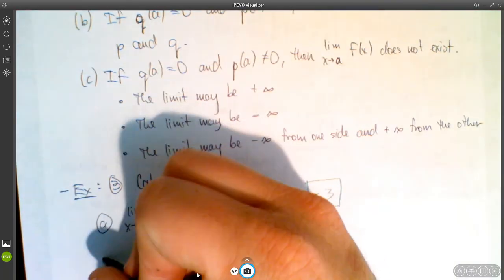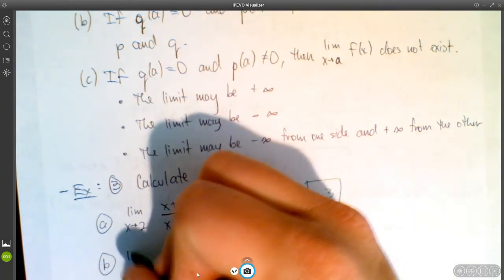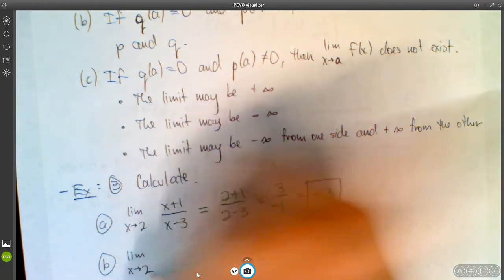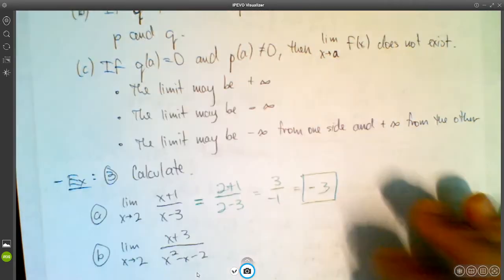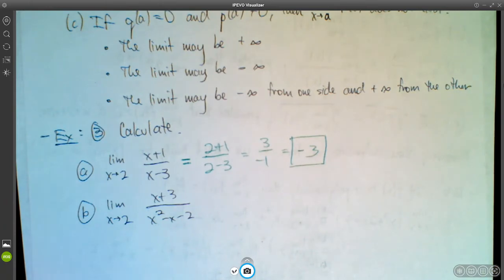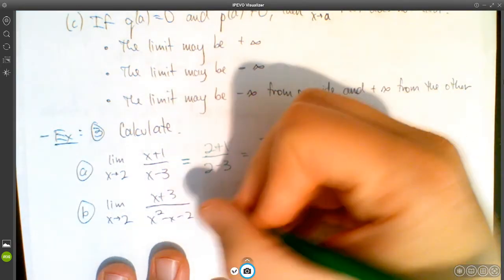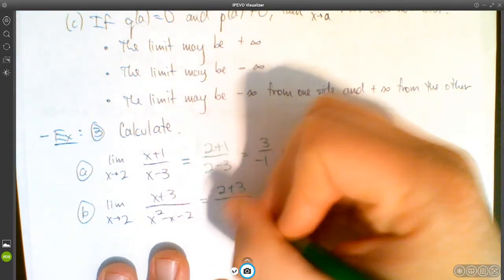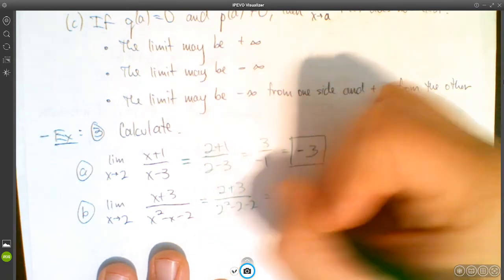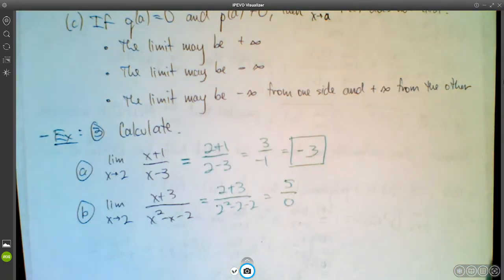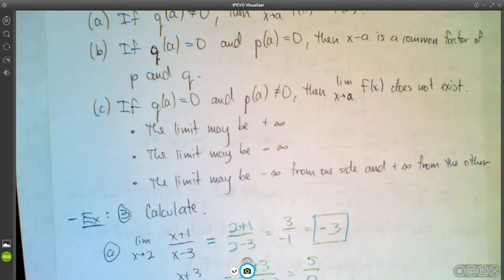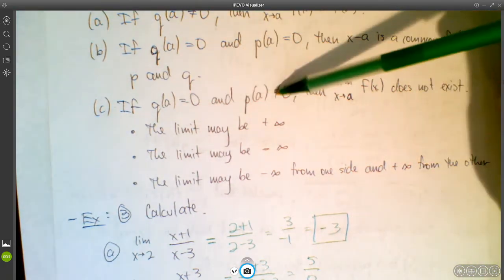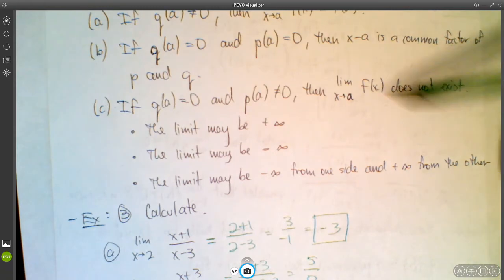Let's look at another one. Let's look at the limit as x approaches 2 of x plus 3 over x squared minus x minus 2. On this problem, we don't have quite as much luck, because when we try to plug in 2, we get 2 plus 3 over 2 squared minus 2 minus 2. That's going to be 5/0. Well, what does that tell us? That tells us that we're in a case C situation. Q of a is 0, the denominator is 0, but the numerator is not 0. So we know that the limit doesn't exist.